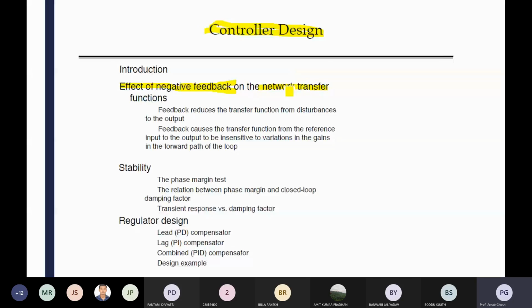So why negative feedback? There is a feature that feedback reduces the transfer function from the disturbances, so it can reduce the disturbances. Feedback also makes the transfer function from reference input to output insensitive to variations in the gains in the forward path of the loop. So two things you can understand: the first one is disturbance rejection. If any disturbance is there, it should be overcome by the negative feedback.